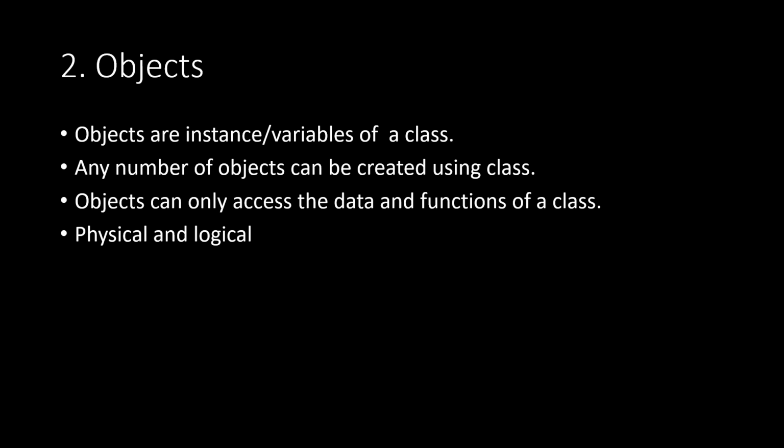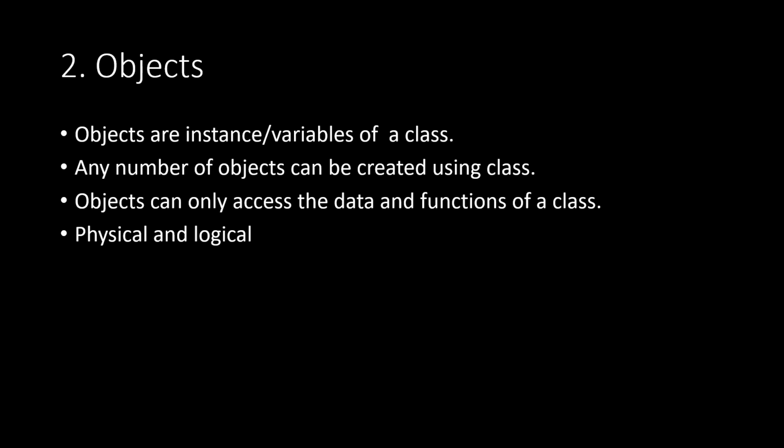So we can create objects using the class. This is one of the concepts of object oriented programming. Any number of objects can be created. For example, class pen can have any number of objects. It can be a Rotomac pen, a ballpoint pen, an ink pen, a red color pen, a blue writing pen. Like that we can define any number of objects.